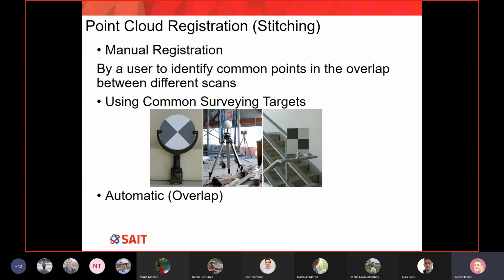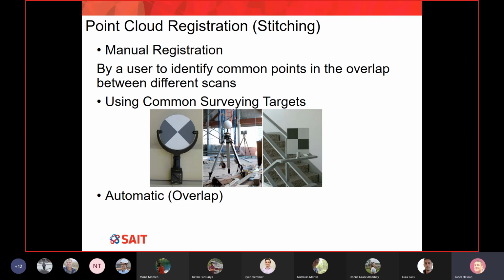For example, the one in the middle has a white ball, and the left and right look very much like total station targets. And those, if they show in 2 different scans, can you guess what happens? I can use these points to register. It means move one scan until these points that show in 2 different scans align.